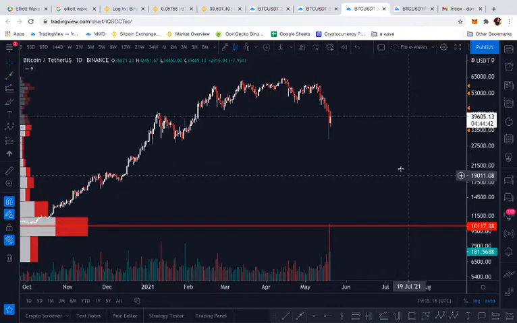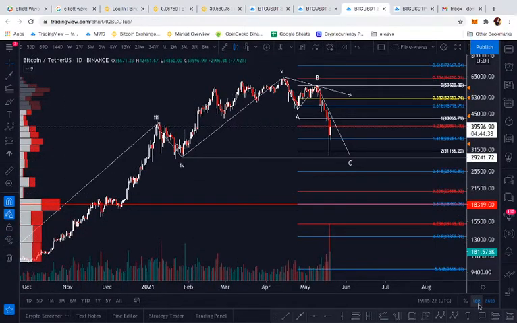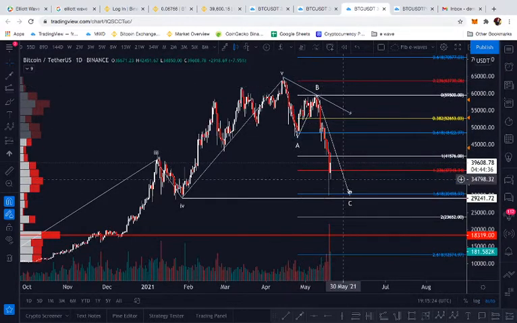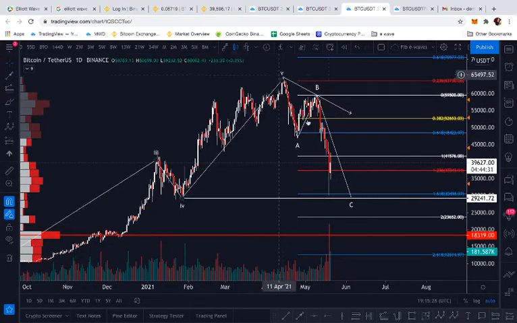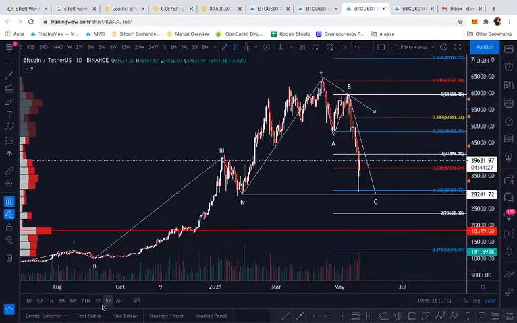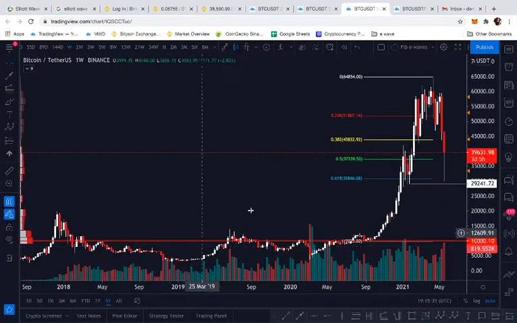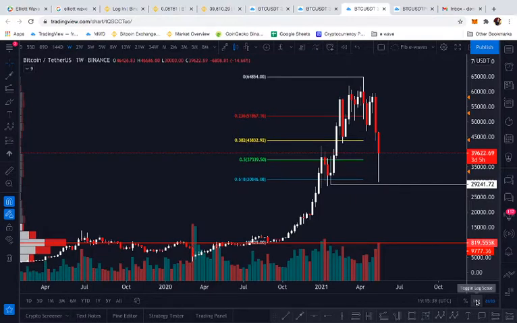Regardless, this is the count that I'm looking at on non-log scale, and you have the ABC here. So this could be a fourth wave, right? But this could also just be an A. So we want to differentiate. Which one do you guys think it is? Again, it's about log scale versus non-log scale.